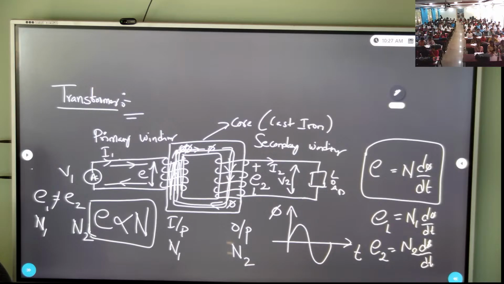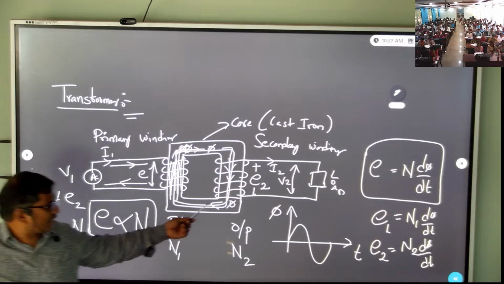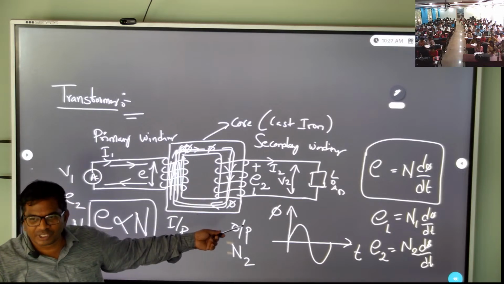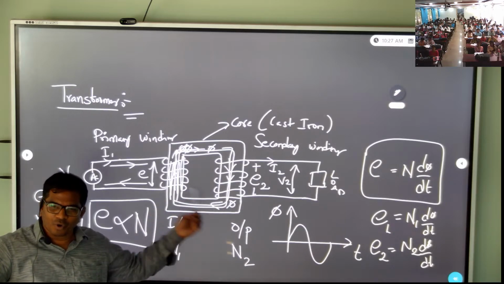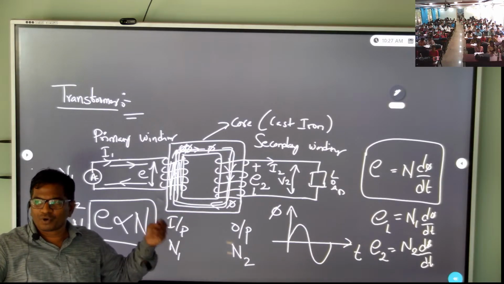So in order to get 1000 volts, what do you require now? Here you have to get more voltage, 1000 volts, while here it is 230. What do you require? You have to wind more turns.